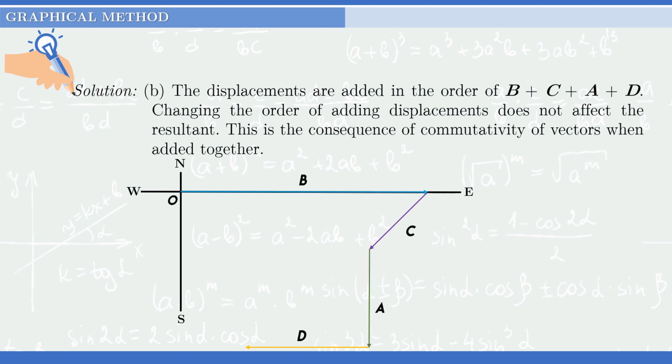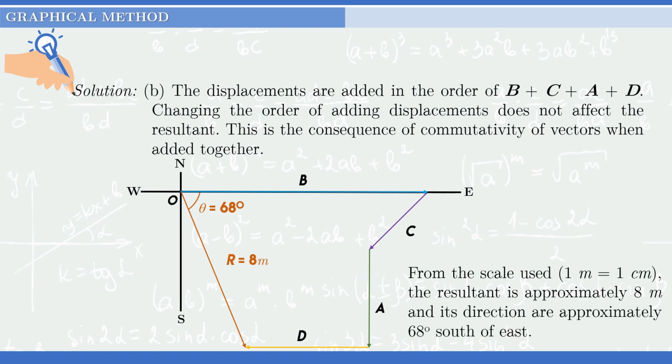Changing the order of adding displacements does not affect the resultant. This is the consequence of commutativity of vectors when added together. From the scale used, 1 meter is to 1 centimeter, the resultant is approximately 8 meters, and its direction is approximately 68 degrees south of east.